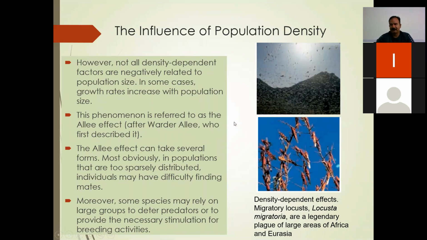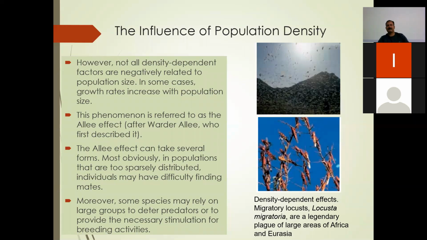Recently, you have observed the attack of Locusta migratoria. This is the locust species which attacked the crops of southern Pakistan, Balochistan, Sindh, and some parts of Bahawalpur. In this process, we can observe the opposite observation. If there are more individuals of locust, then there will be more reproduction and high production of young ones.